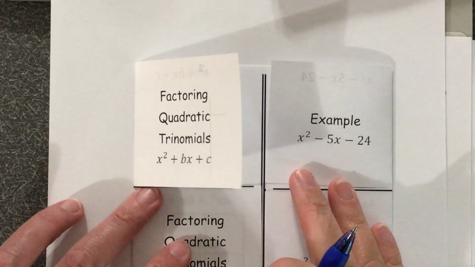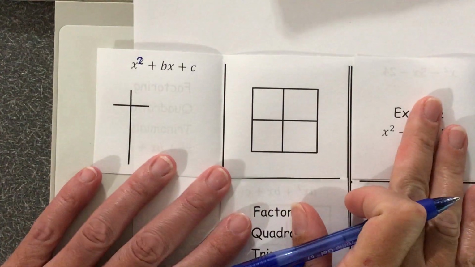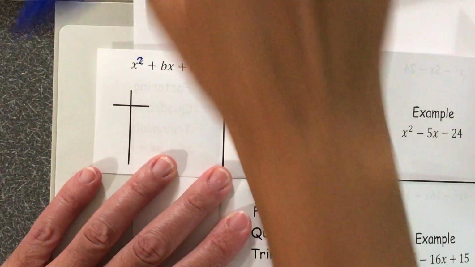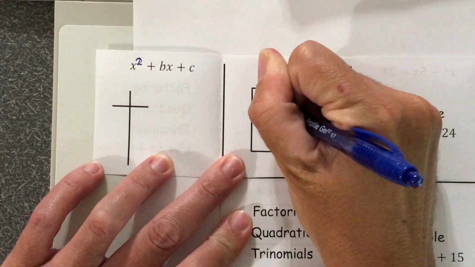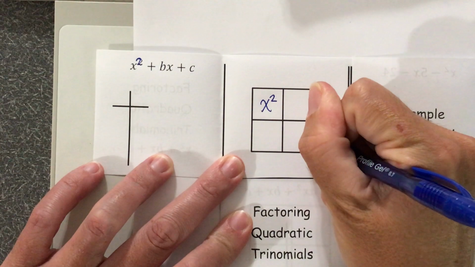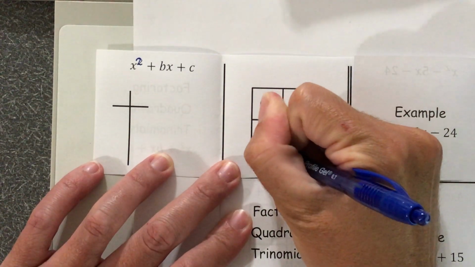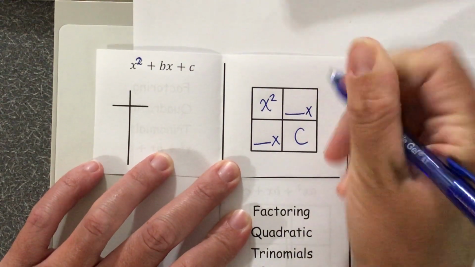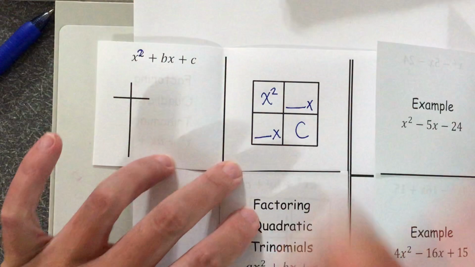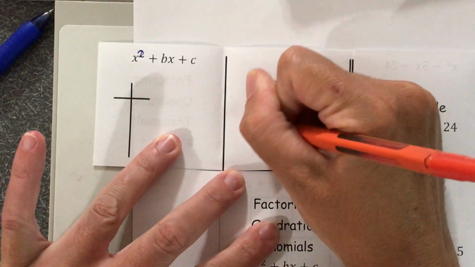So the first thing that you're going to do is set up your box and your t-chart. Now remember, in your box, what's always going to go here is the first term, or the x squared, and then remember your constant, or your c, goes here. And then remember that these two are your linear factors, so these two are always going to add to bx.